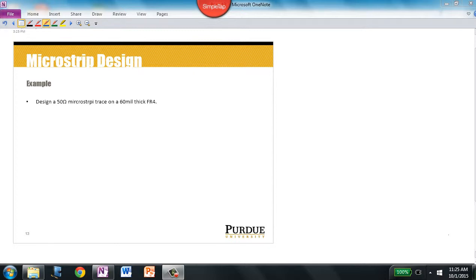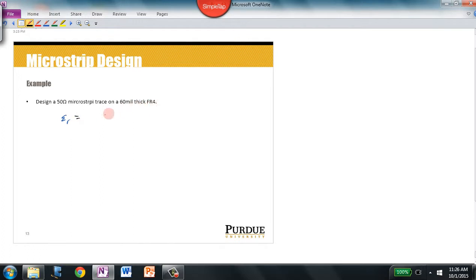Let's now do an example of microstrip design. The problem statement here is pretty simplistic. We want to design a 50 ohm characteristic impedance microstrip trace, and the material we have to use is a 60 mil thick FR4. So the first step is to determine what the effective electric permittivity is for the material, and we would get that information from the data sheet.